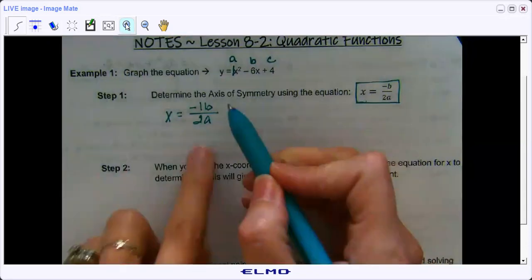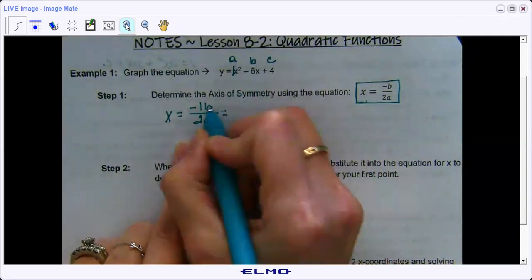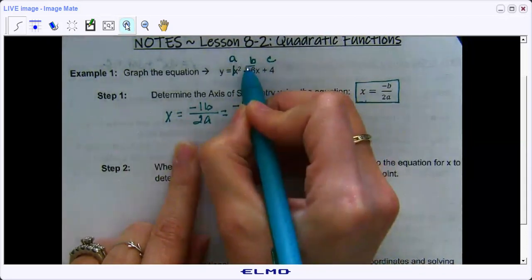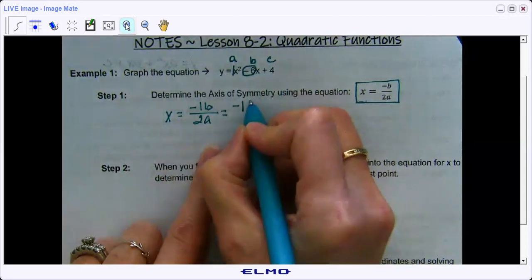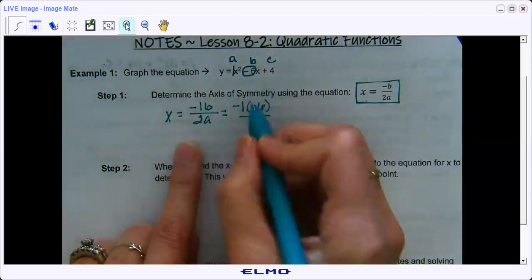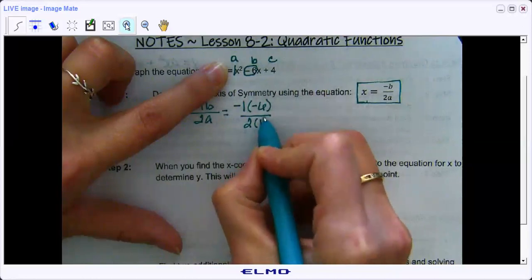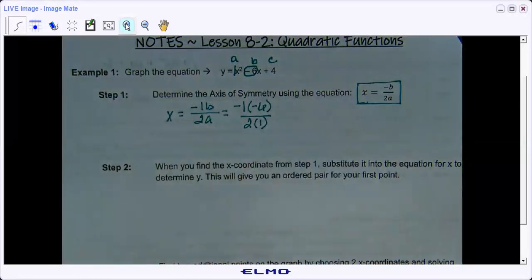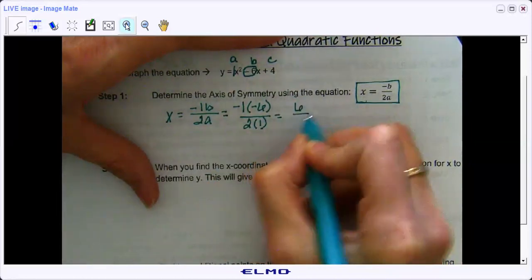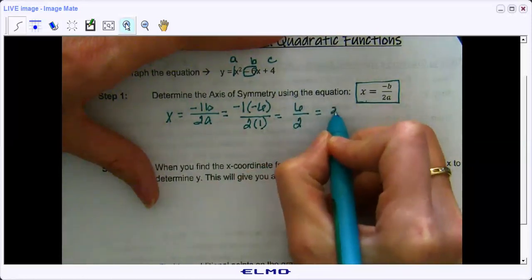Okay, so now I'm going to plug each value into my axis of symmetry equation. So I have -b from my formula. I have a -6 for my B, so -(-6), over 2 times A, and A is 1. And then I just solve this, okay? So -6 times -1 is +6. 2 times 1 is 2. And then 6 divided by 2 is 3.